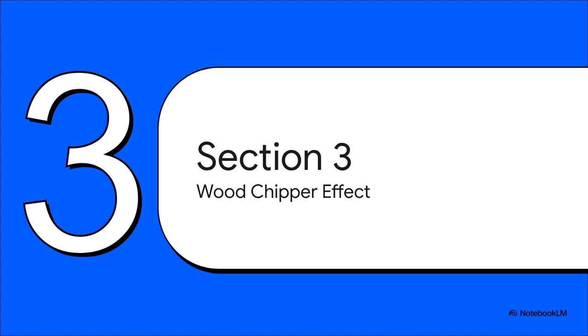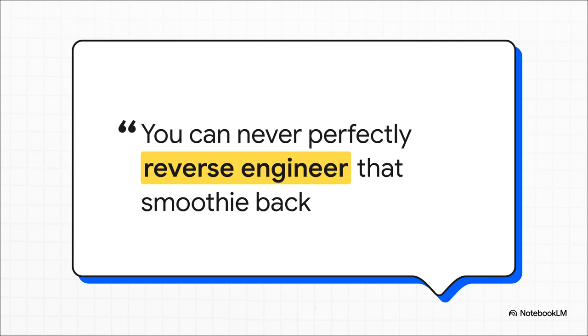Now let's look at Section 3, the wood chipper effect. Researchers have this super vivid term for what happens when you try to force continuous floating point math into rigid discrete spaces. They call it the wood chipper effect.